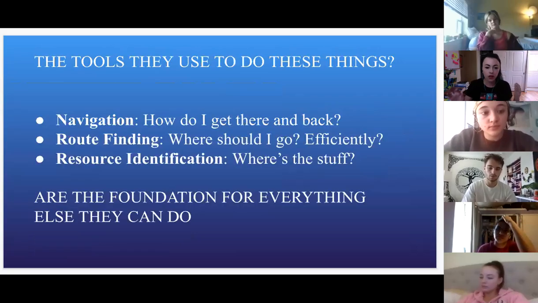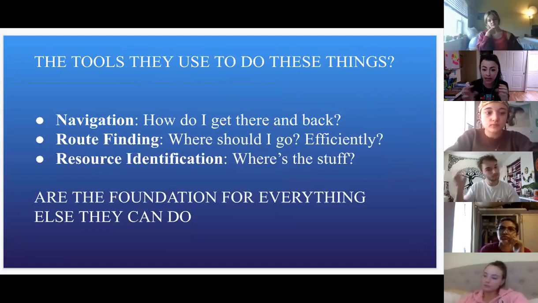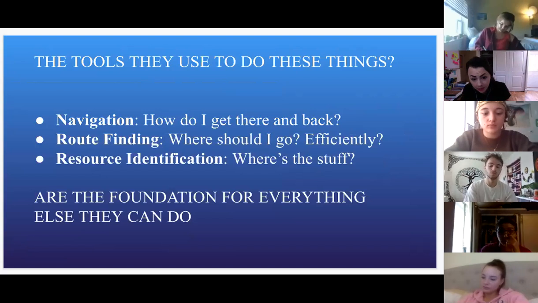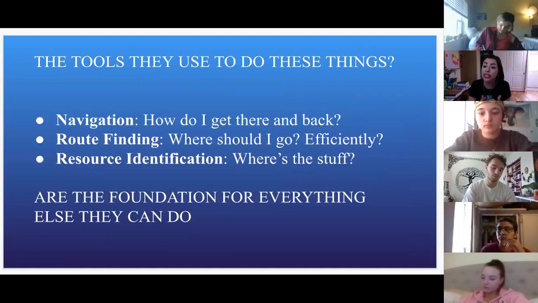Okay, so they have tools that they use for these three things, which we identified as the major areas in our taxonomy. Navigation: how do I get there and back? Route finding is more like, where should I go? How do I get back efficiently? And resource identification: where's the stuff?